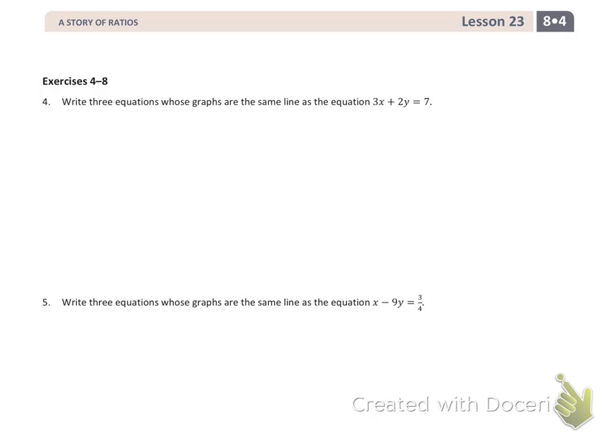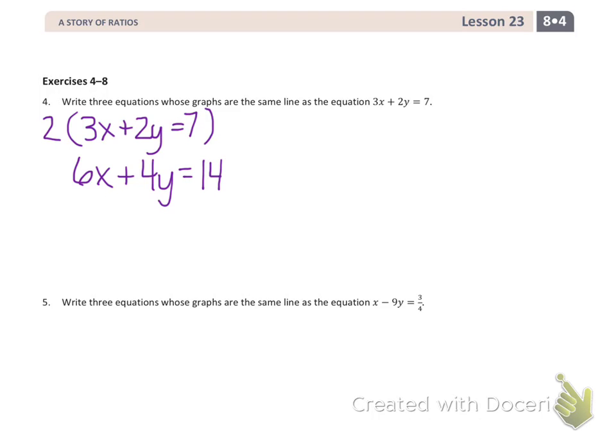Okay, so if I'm going to find three equations whose graphs are the same line, I'm going to start with the original equation and just multiply the whole equation by some number. And so I'll pick 2. So my first equation would be 6x plus 4y is equal to 14. So those two, all the coefficients are just double.